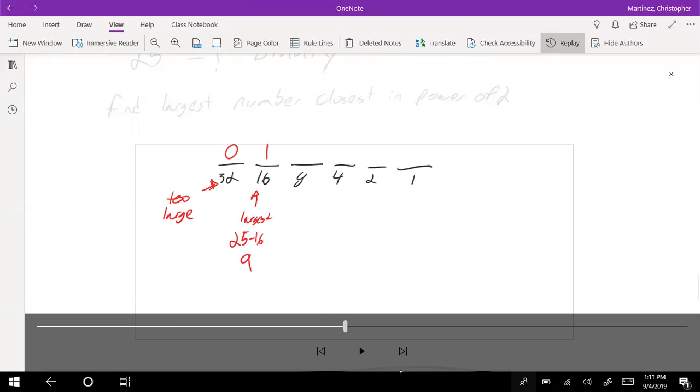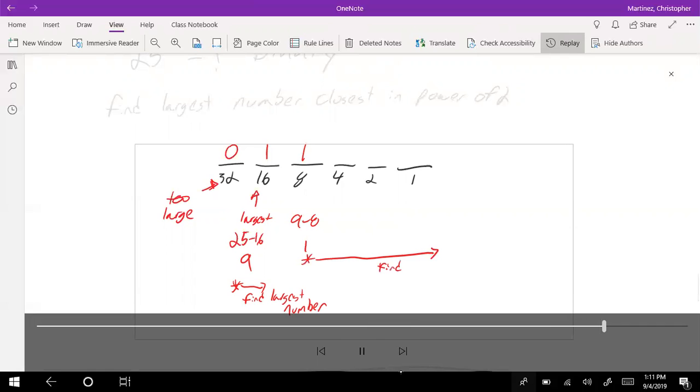Now what I'm going to look for is what number is the largest that holds up to 9. So I'm going to start from the 16th spot and look at all the spaces to the left of it. So 8 is not larger than 9. So that would give a value of 1. Take 9 minus the 8, I get a 1. Again, I'm going to look to find the next largest. Well, 4 is larger than 1, 2 is larger than 1, and finally I have a 1 which is equal. And that's how I can find the number 25.